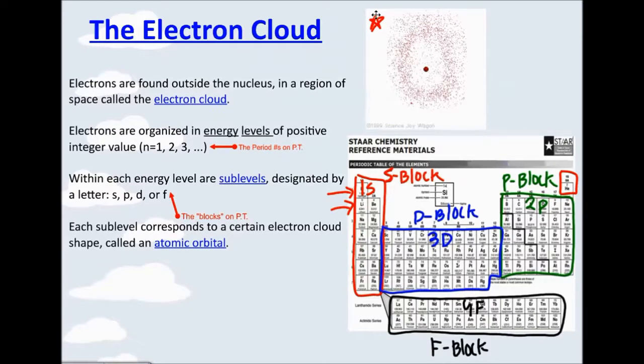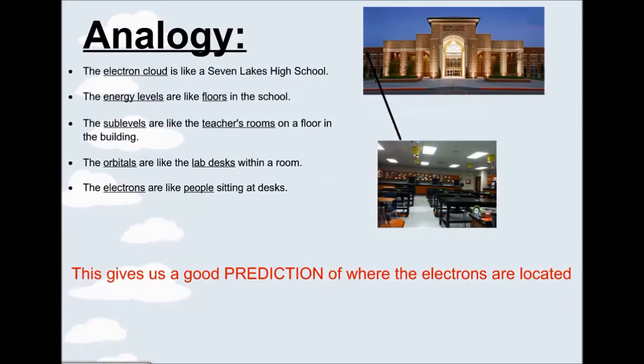Each sublevel corresponds to a certain electron cloud shape called an atomic orbital. I'll show you more of what that looks like later. Here's an analogy for you. The electron cloud is like Seven Lakes High School. The energy levels are like the floors in the school. The sublevels are like the teachers' rooms on the floor in the building. The orbitals are like the lab desks within a room, like my room. And the electrons are like the people sitting at the desks. So this gives us a good prediction of where electrons are by using these terms: energy levels, sublevels, orbitals. They give us a compartmentalization of the electron cloud.